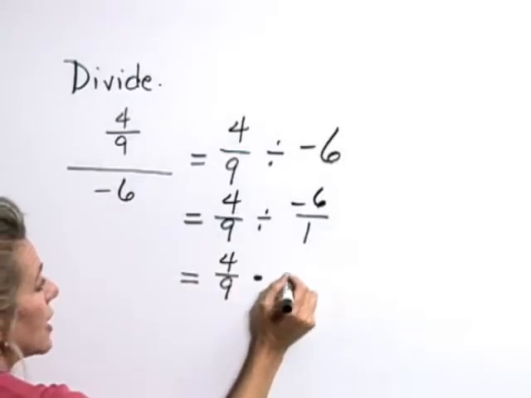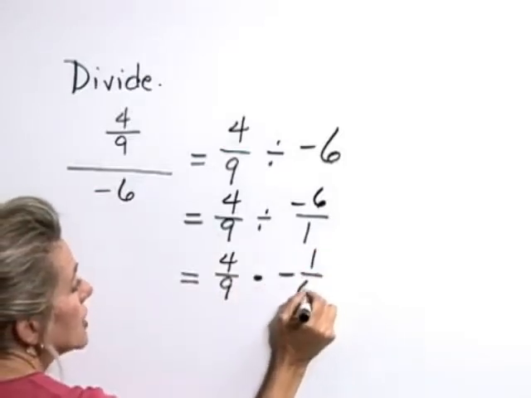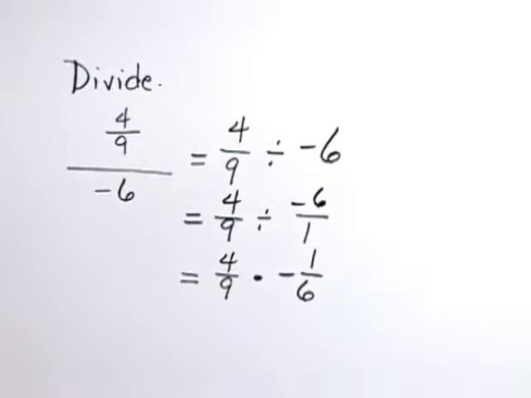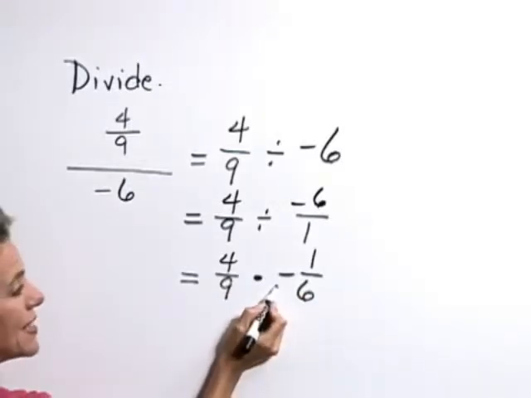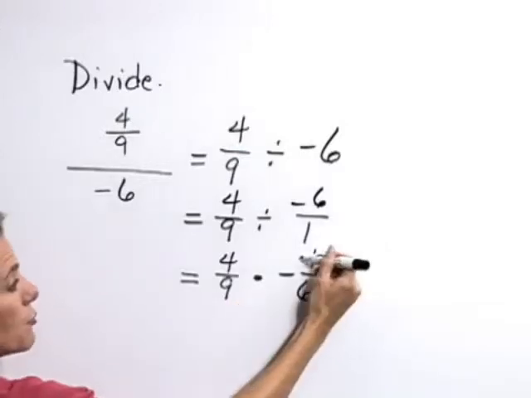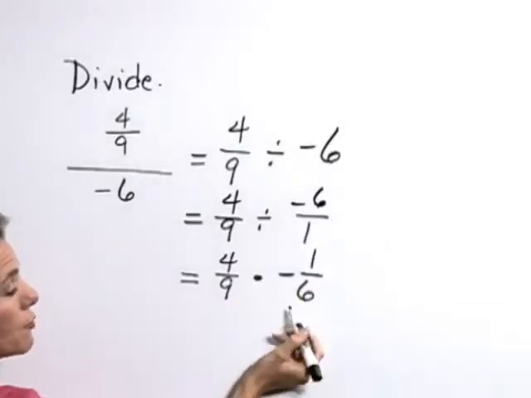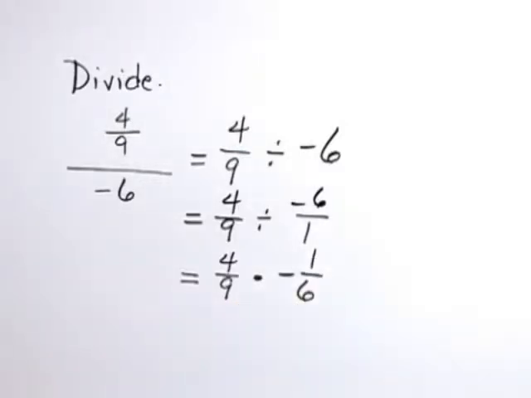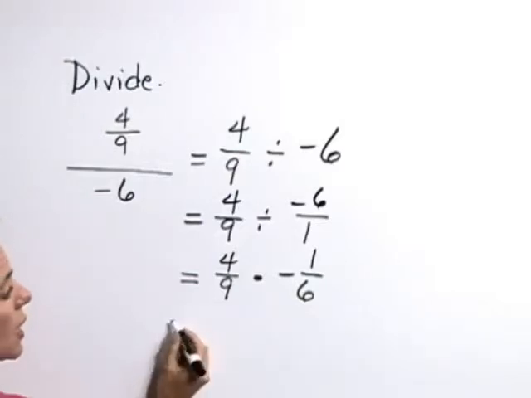So 4/9 times -1/6. I might just take the opportunity to remind you that it doesn't matter if the negative is out in front of the fraction, in front of the numerator, or in front of the denominator. Just make sure you only have one negative, because if you have two negatives, that makes the fraction positive.